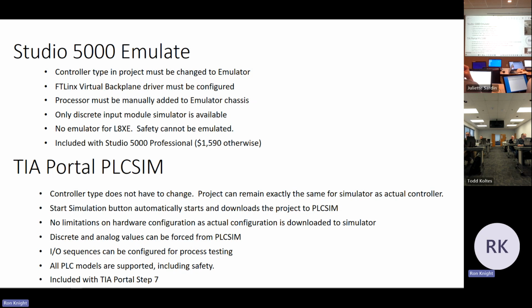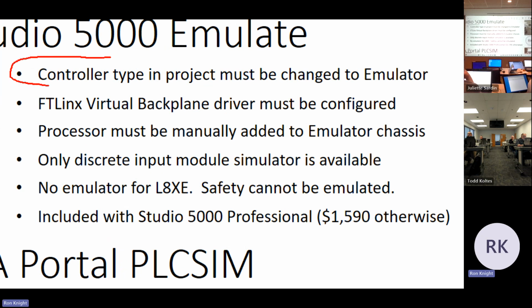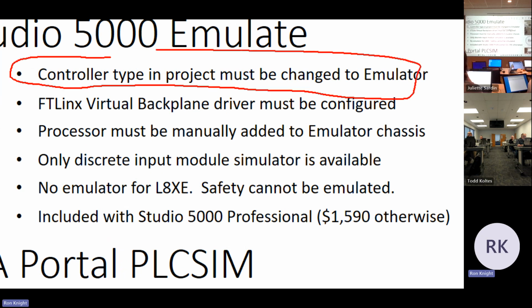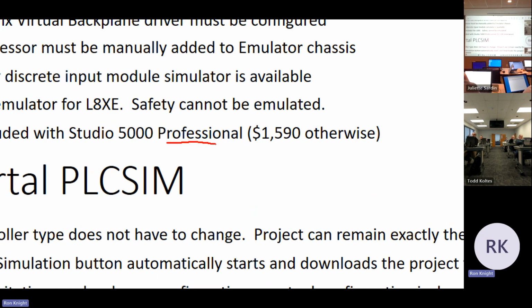One of the problems that I have with it is I have to change my project. So if I've programmed my project for an L75, as soon as I try to download to the emulator, it's going to say, you've set up your project for L75, I'm going to have to change that processor type to the emulator. So you're already changing this project so that you can run it on the emulator. And then there's just a lot of manual configuration you have to do with Emulate. The other problem I have is it only emulates an L7 ControlLogix. It doesn't do the L8. It doesn't do CompactLogix. It doesn't do safety. And yeah, you're right. Unless you've got professional, it's list price $1,600.